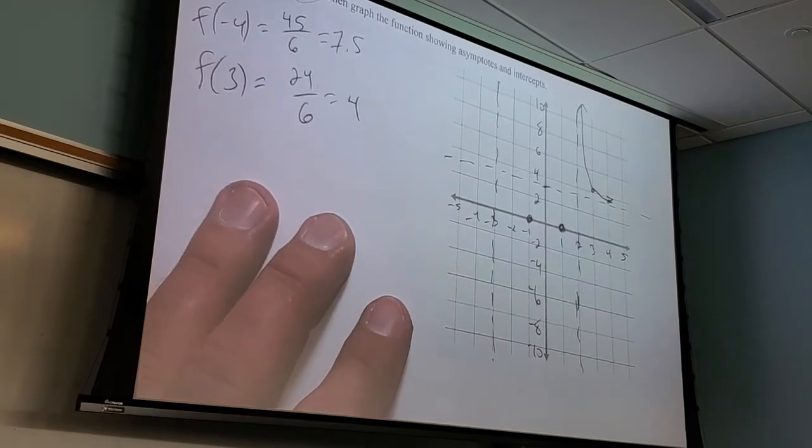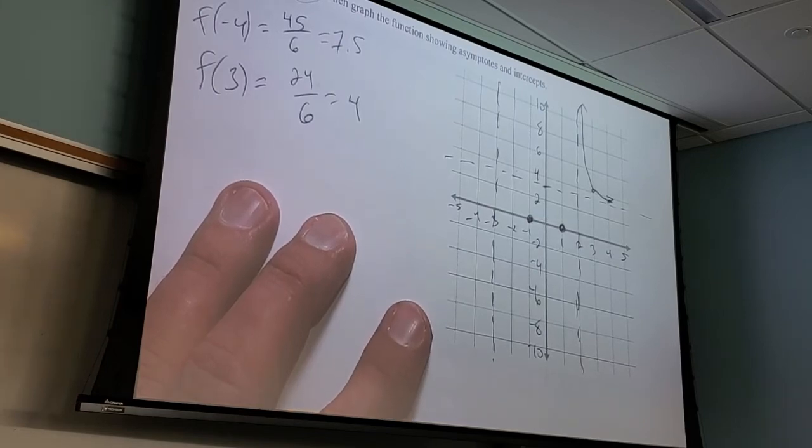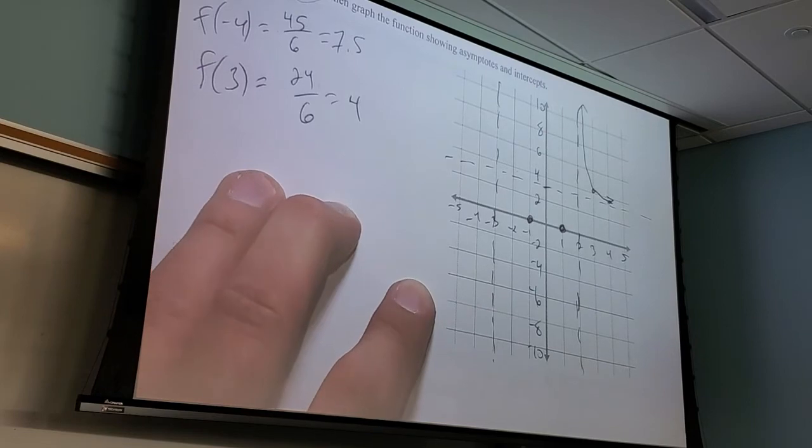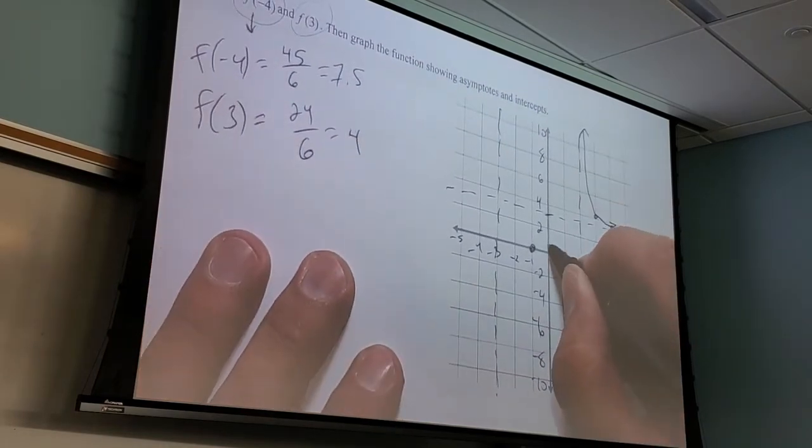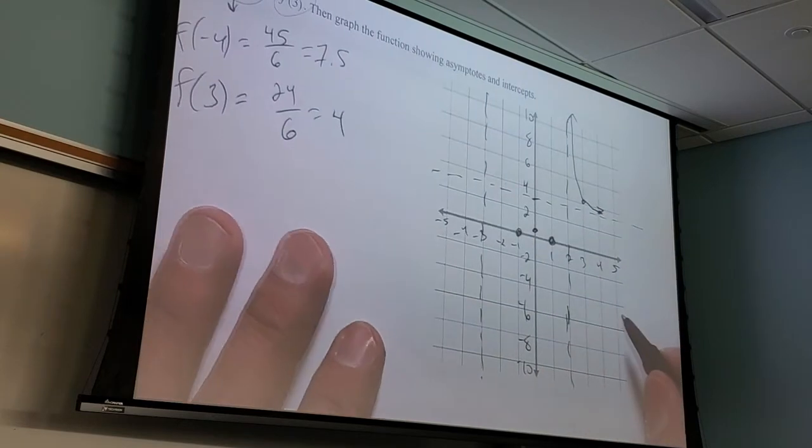What point have I not plotted yet? There's one point I haven't plotted yet because I didn't know my y scale earlier. The y-intercept. And so that's 1/2. It's right there, right?